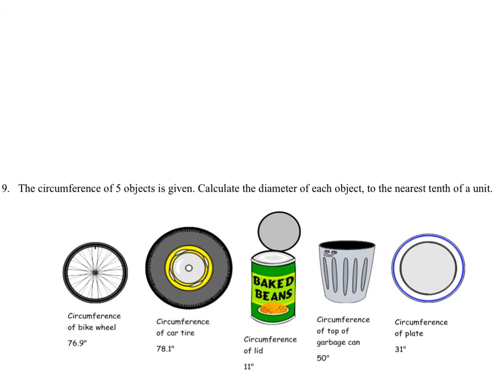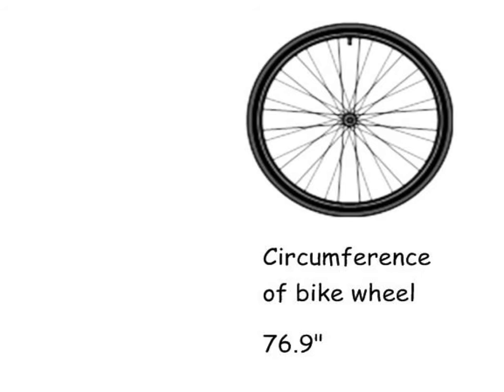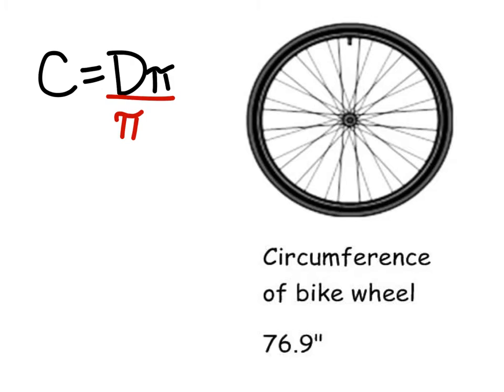Now we have this circumference, starting with the bike tire, and we need to find the diameter, not the radius. All right, so let's look at that formula once again. The circumference is the diameter times pi, and we're rounding to the tenth. So how do I solve for diameter? I would divide both sides by pi, and those cancel out right there.